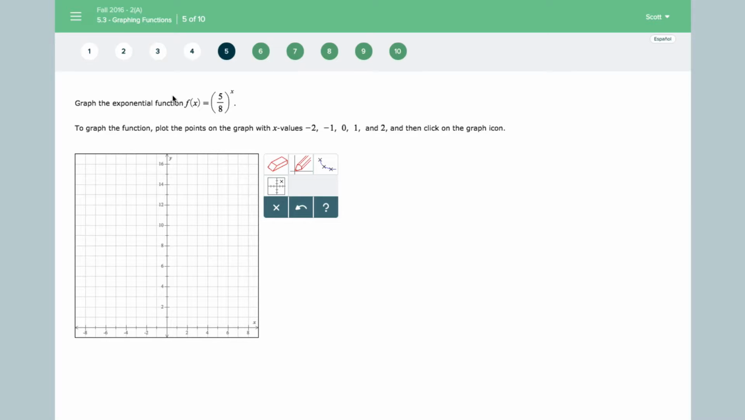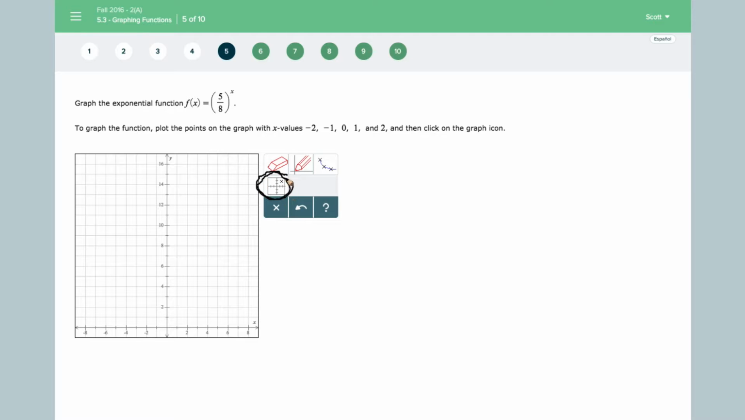Number 5, graph the exponential function f of x equals 5/8 raised to the x power. Okay, a couple things. Number 1, I can tell because the x is up here, it's an exponential function. That means it's going to curve. I can also tell this is smaller than 1, so it's going to curve down. It's going to decrease.